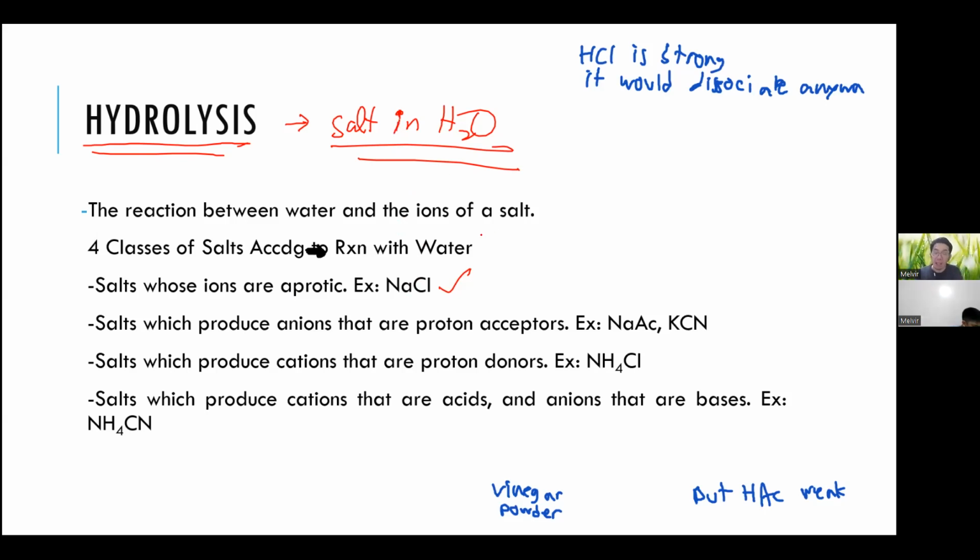What is the pH? What will be the property of that? So now, it depends on the classification of your salt. We can classify salts into four. Number one, salts whose ions are aprotic, let's say sodium chloride. When you say aprotic salts, they form a neutral solution, Josh.